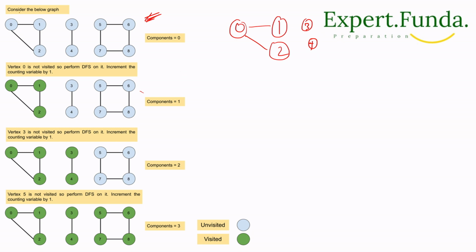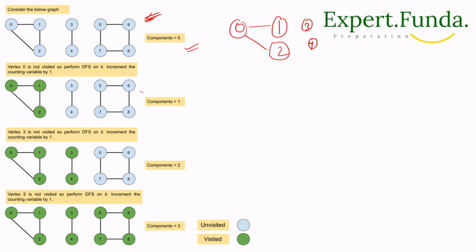So let's see, we have 0 1 2, now we have 3 4, now we have 5 6 7 8. So here how many components do we have? Let's suppose we have 0 components here. Initially we will consider this example, so we are saying DFS. Now what we will do: vertex 0 is not visited yet, and that's why we have not counted. So we will perform DFS on it and will increment the counting variable by 1, correct?